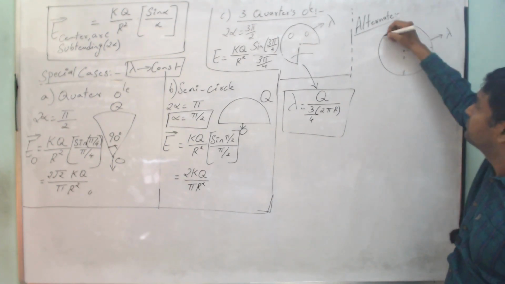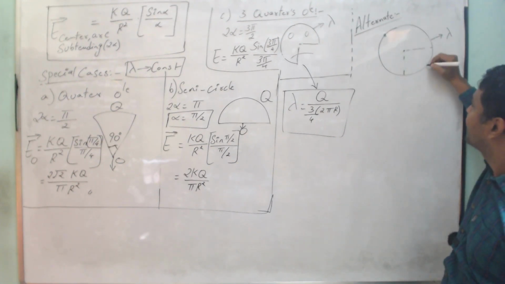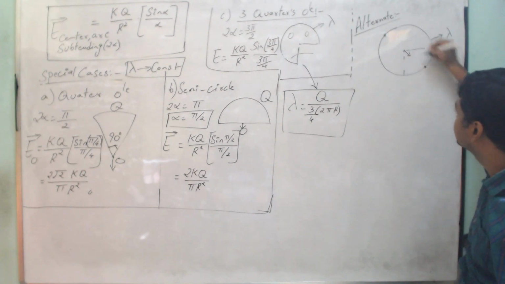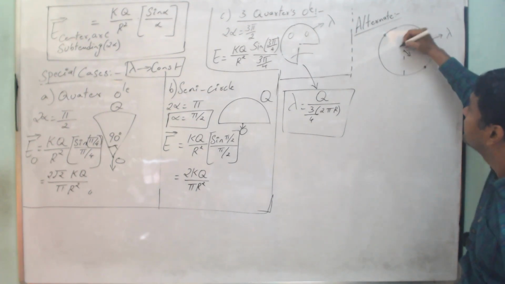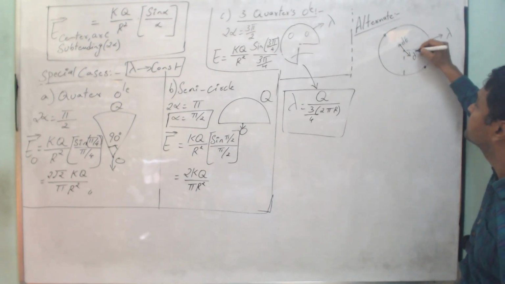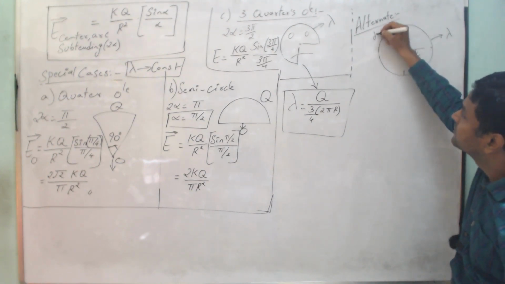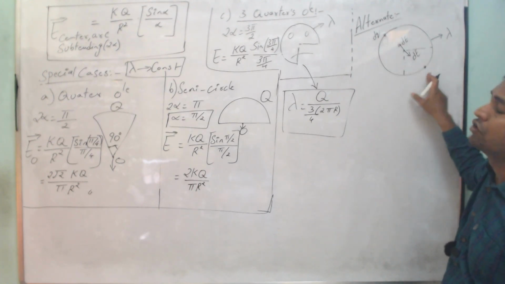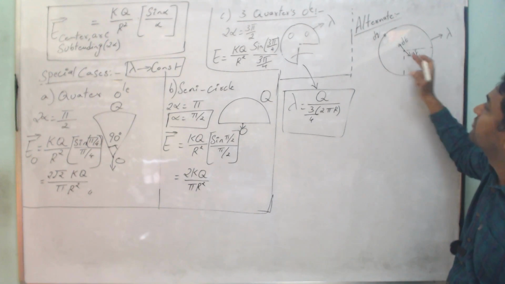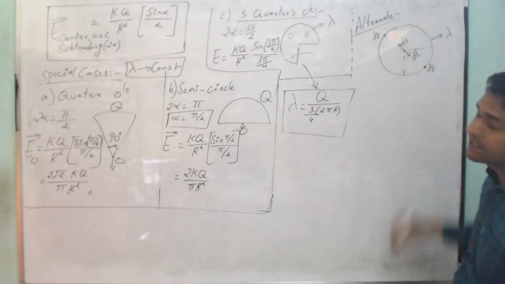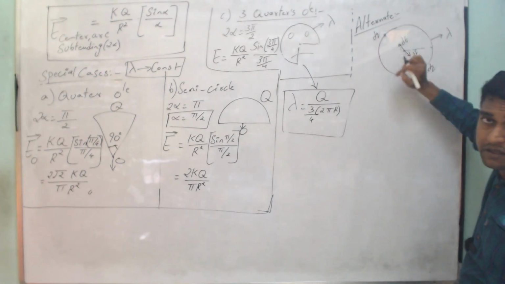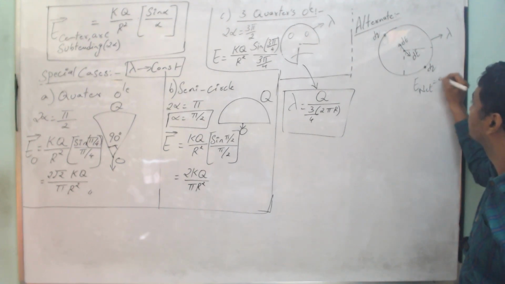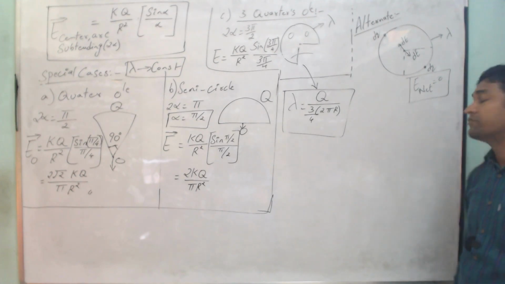Zero, because every charge dq will cancel with the diametrically opposite charge dq. If this element has an electric field dE in this direction, the diametrically opposite element dq will have an electric field dE in the opposite direction, and they cancel. When we integrate, every dq gets cancelled by its opposite dq. Therefore, the net electric field due to the full circle is 0.